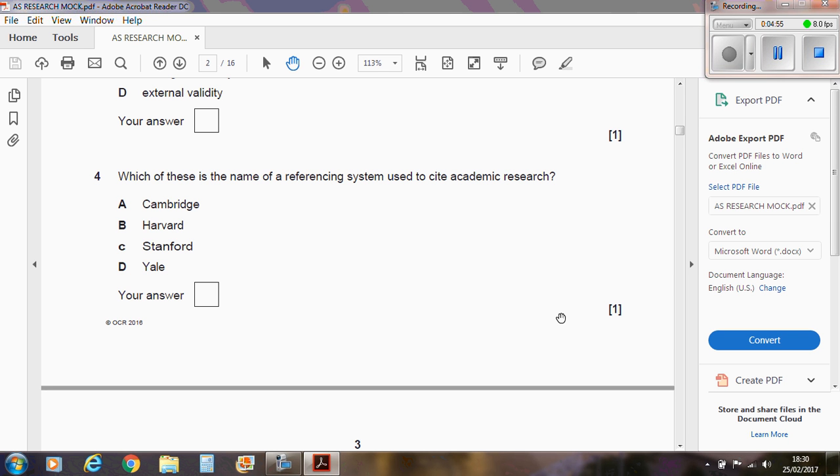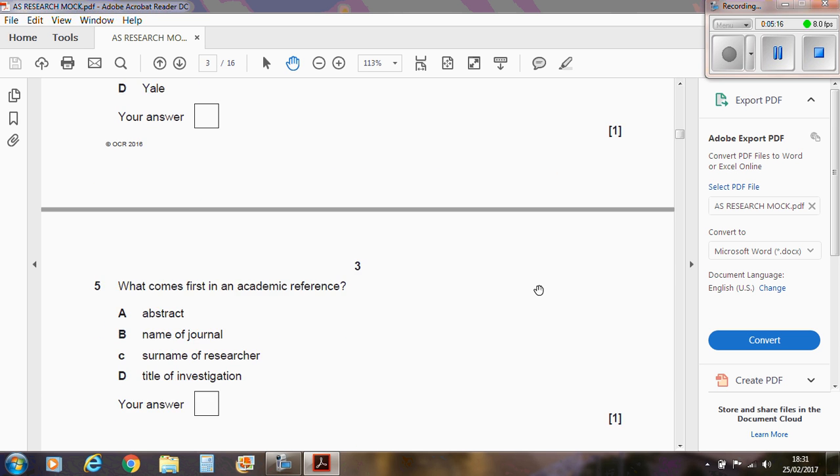And the answer is Harvard. Now, all 4 of those are universities, and the first one is obviously in England, the bottom three are in America. The Milgram study is at Yale, the Casey study and the Banjora studies are both at Stanford. But the Harvard is the referencing system that we use, so it was B.